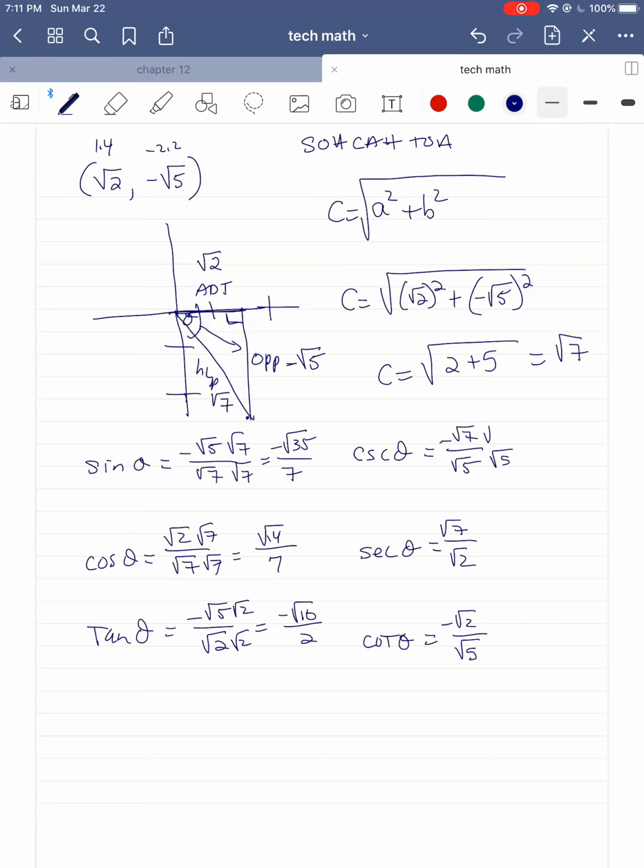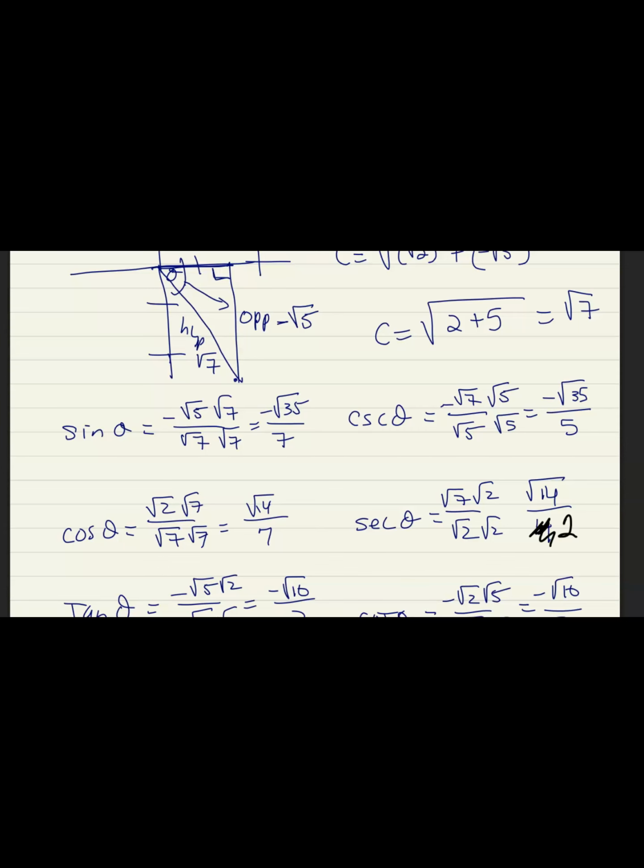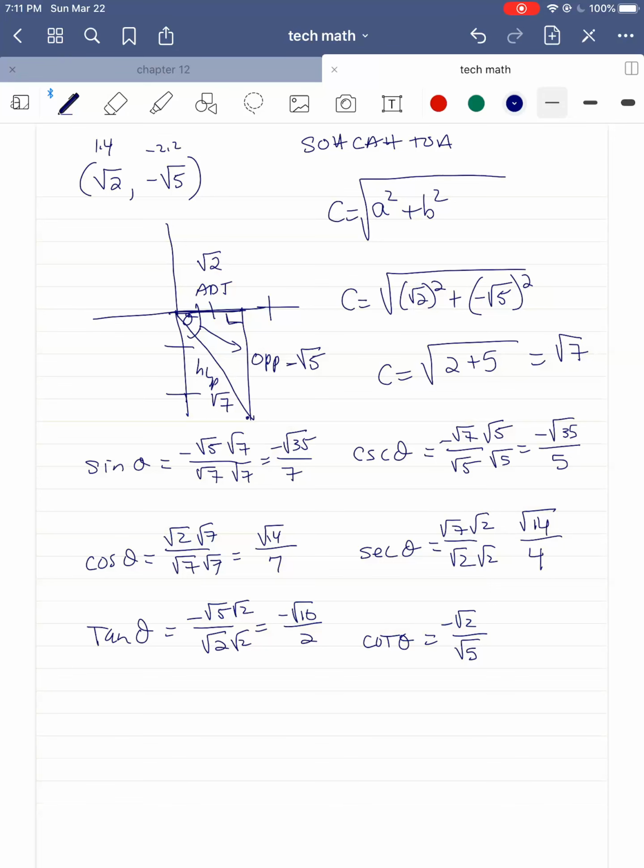So for cosecant, multiply square root of 5 over square root of 5. So this is going to be minus root 35 over 5. This one, secant, I do square root of 2, square root of 2. So this is going to be square root of 14 over 2. Square root of 2 times square root of 2 is 2, not 4. Cotangent, multiply both sides by square root of 5, up and down, so I've got minus the square root of 10 over 5.